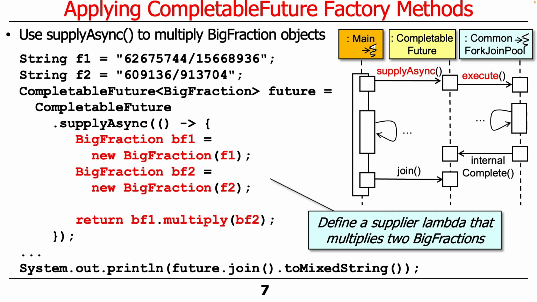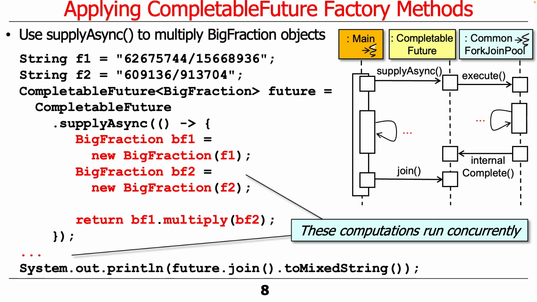It does what we did before. It's going to take two big fractions that are initialized from these two strings and multiply them in the background. So you can see here, looking at the interaction diagram, the main thread called supplyAsync on CompletableFuture, which will turn around under the hood, as we'll see in the next lesson, and arrange to execute the supplier lambda in the context of the common ForkJoinPool. This supplier lambda and whatever comes after in the main part here will run concurrently.